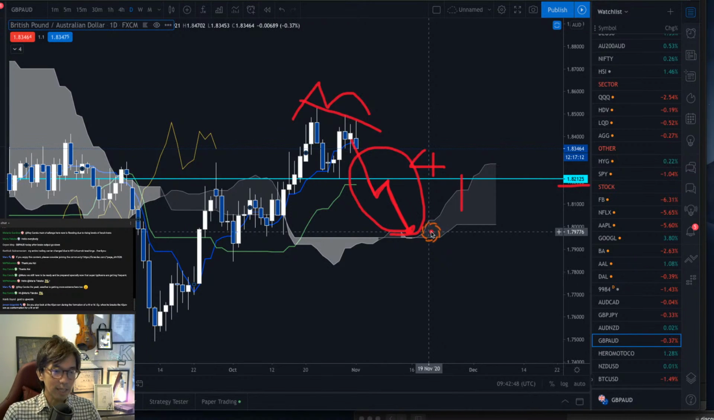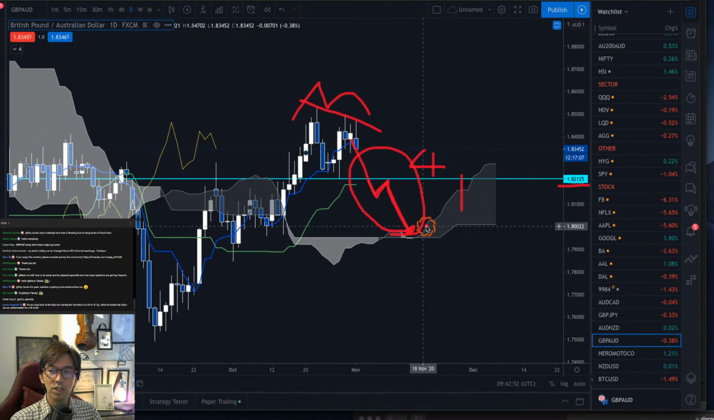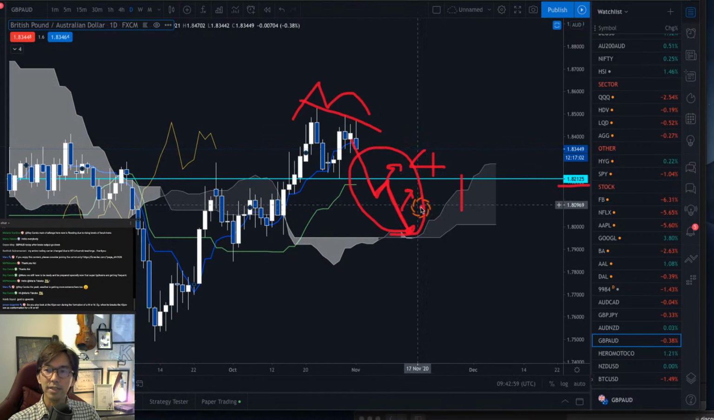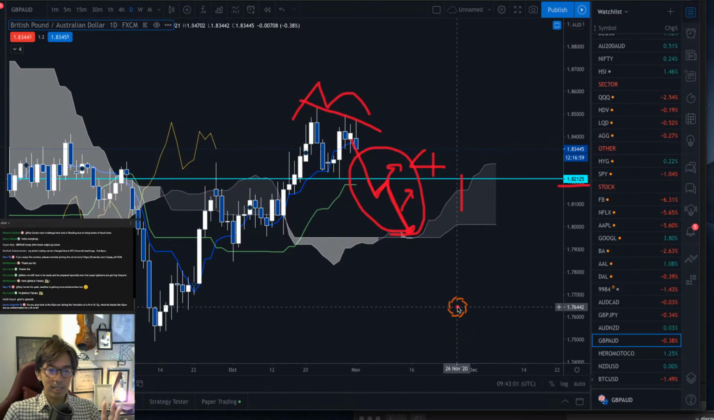But you don't want to take the daily chart, because on the daily chart this is just retracing backwards to the Kumo, but it can switch up anytime. It can go up anytime. So you don't want to take that trade on the daily chart in this case.